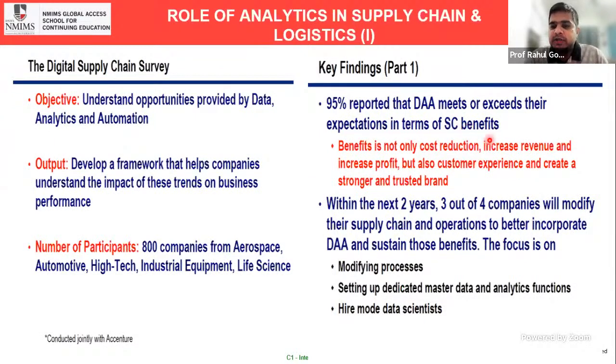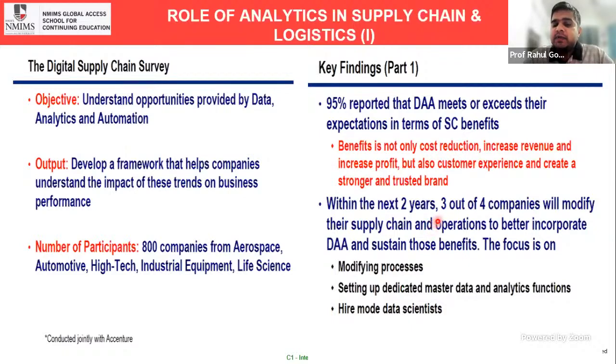So what are the top organizational objectives or benefits? To increase top line, which is revenue, right? To increase bottom line, which is profit, right? To increase customer satisfaction, right? To create loyalty with the customer, right? Reduce costs, right? So these are not supply chain objectives. These are all organizational objectives, right? Which are coming through supply chain, right? When analytics are applied, right?